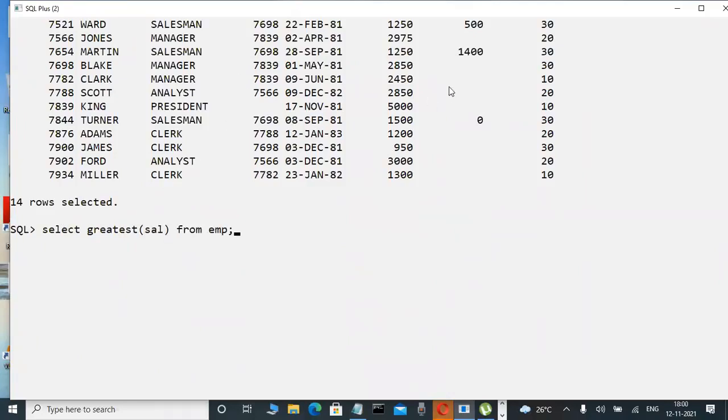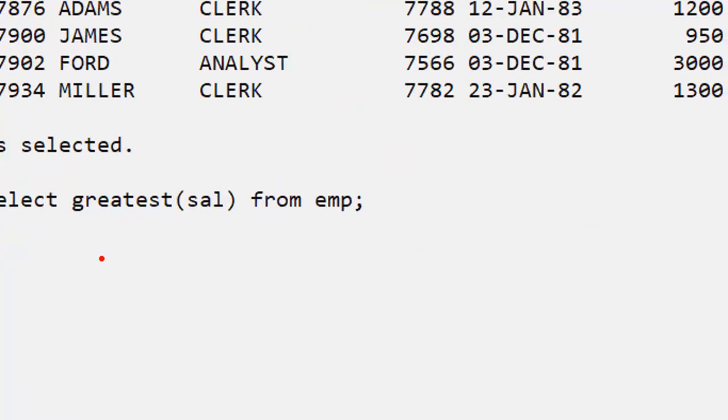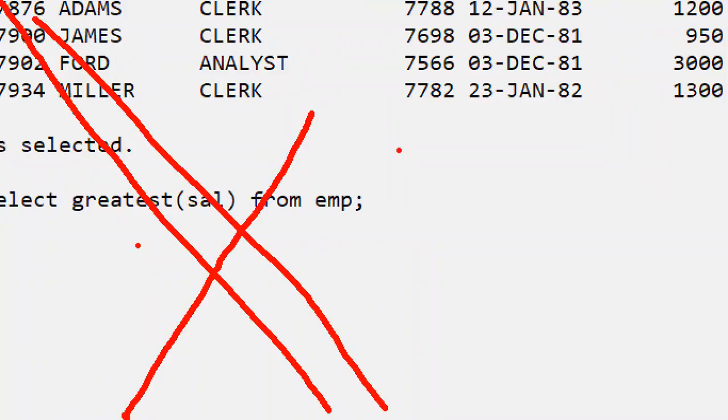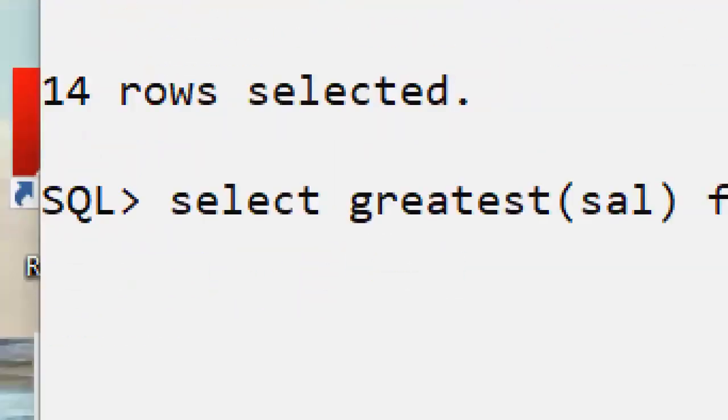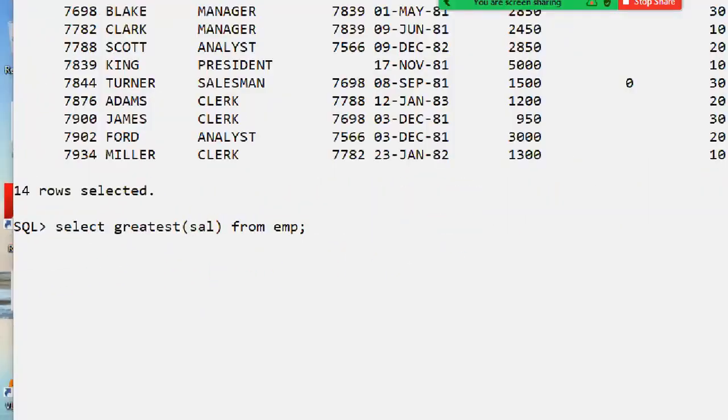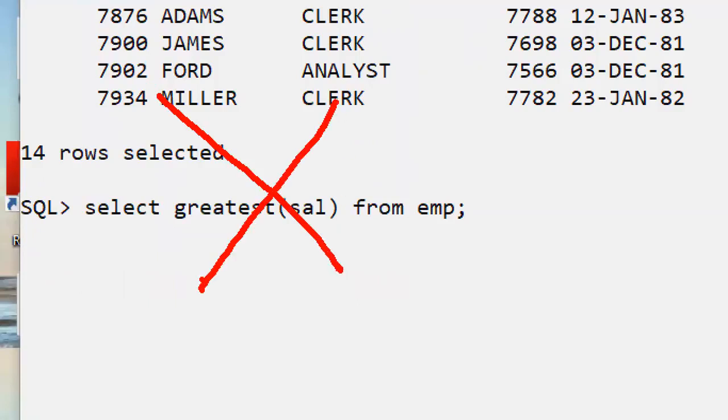What is the output? Anybody guess? Fast. Everyone is telling 5,000, but that is a wrong answer. It is not the greatest value. Really, the greatest value here is 5,000, but it does not return 5,000 in this case. Wrong output.